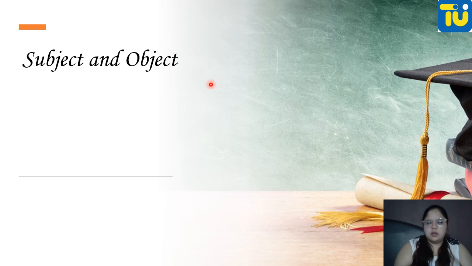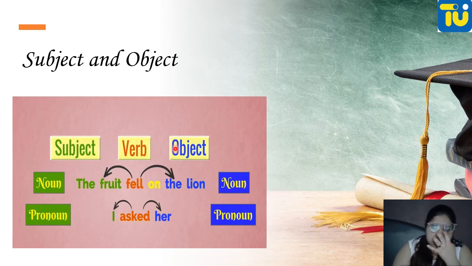Subject and object. So it's a little example. The fruit fell on the lion. What fell? Subject is the fruit, fell is verb, and the lion is object. Fruit is the action that has been done. Lion is the receiver. So subject, object. Now pronouns, when we use pronouns, I asked her. I am the one who is saying. Her is the one who is receiving. So I is subject, her is object.